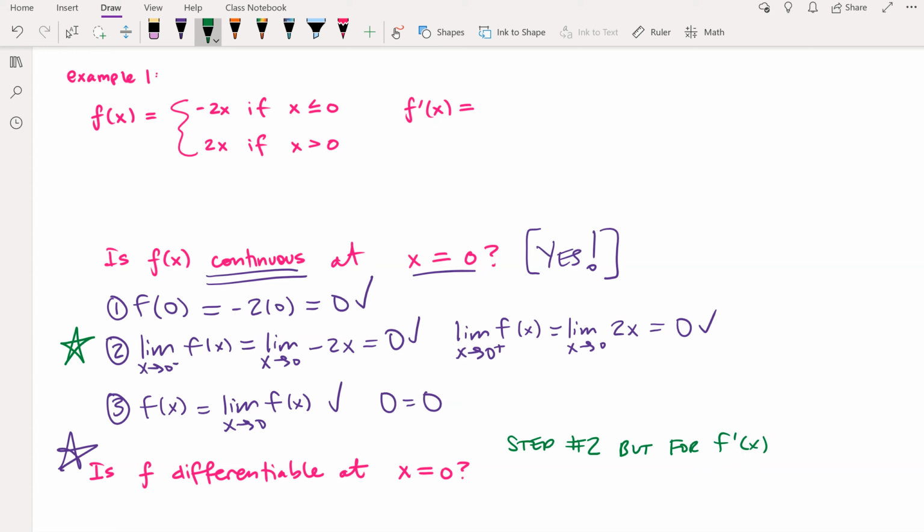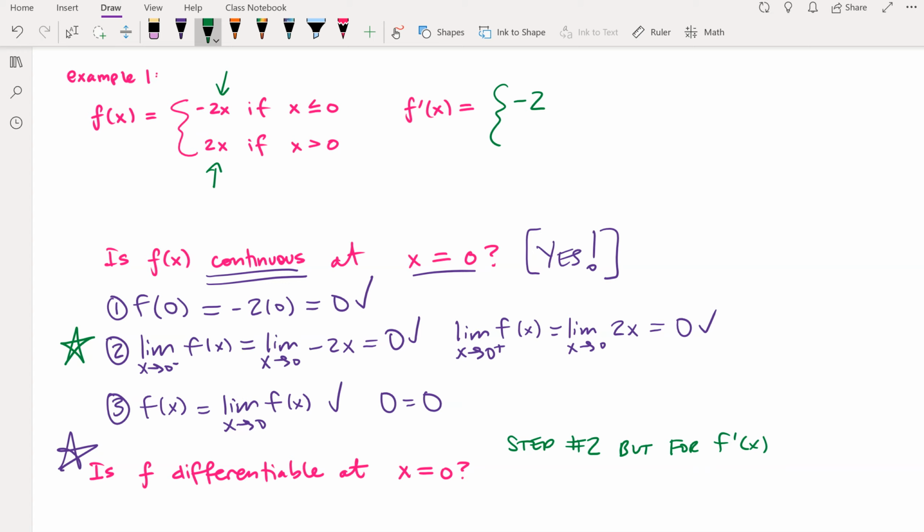So the first thing we need to do is find f prime of x. So go back up to the top. We're going to write f prime of x. F of x is a piecewise function, so f prime is also going to be piecewise. So let's go ahead and do our curly brackets. And then we're just going to take the derivative of the top piece and the derivative of the bottom piece. So the derivative of negative 2x is negative 2.